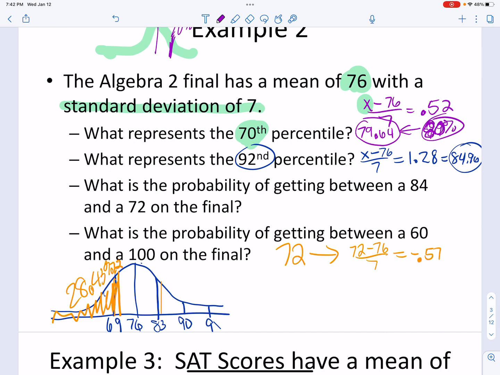And so now I'm going to do the same thing for my other line. So I'm going to say, okay, an 84 on the final. I'm going to do 84 minus 76 divided by 7. It's going to be a little more than 1. 84 minus 76 divided by 7, a little more than 1, 1.14.